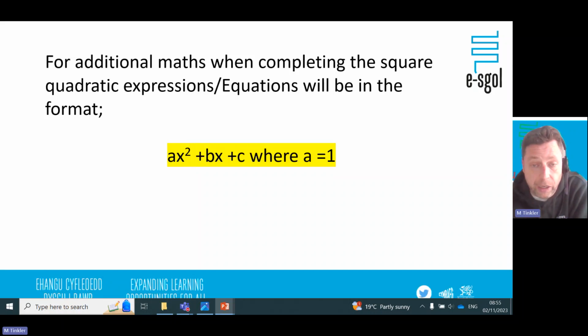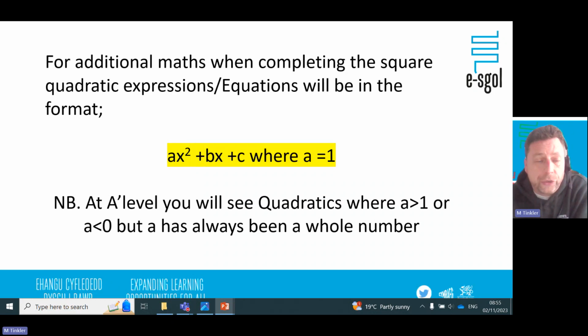A can actually be a whole number, but it can also be a minus. I've seen a couple where they start with minus 1x squared or even a minus 2x squared, but that's for worrying about in year 12. Additional maths, it just starts with 1x squared. When you factorize expressions, then they will start with 15x squared and things like that. But for the completing the square method, you just start with a is 1.